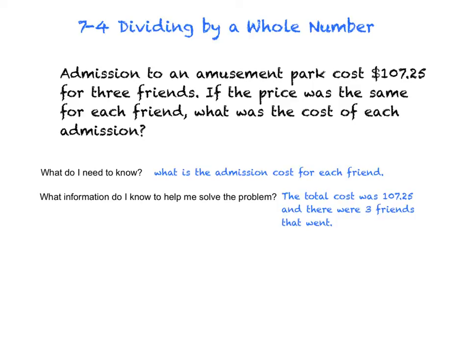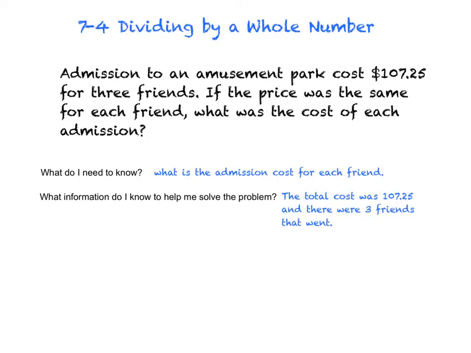Well, I do know several things. I know that the total cost was $107.25. That's important, right? Especially if I'm trying to figure out how much each ticket would cost each person, I would need to know the total cost. And if I need to figure out the cost of each ticket for each person, well, how many people went? I think that's important too. I know I'm going to need to know how many people, and there were 3 friends that went. So now I have that information. That information is going to be really helpful to me to figure out this word problem, because now I can figure out the cost of each person.